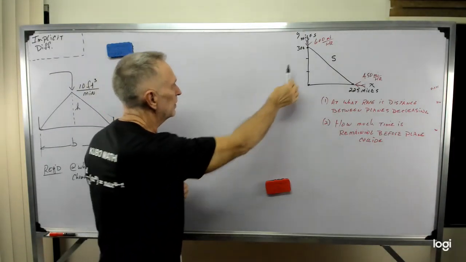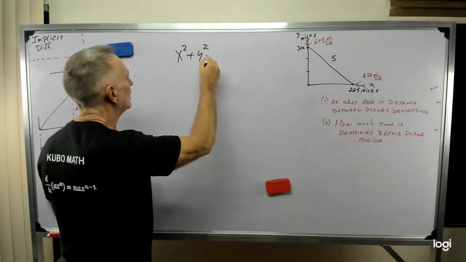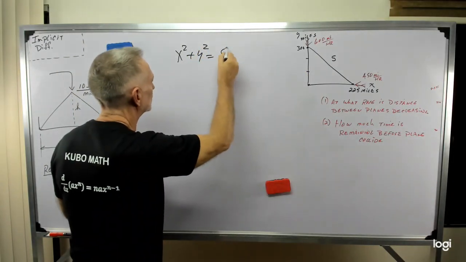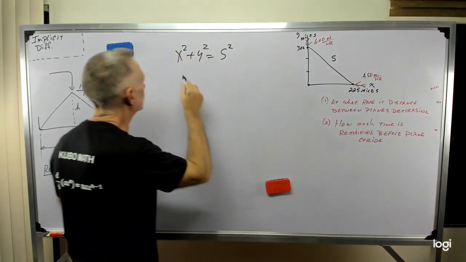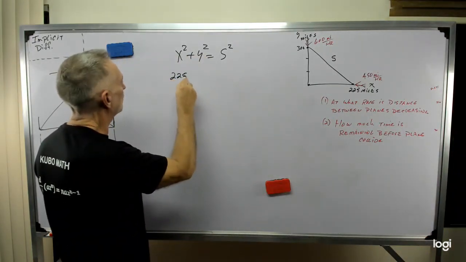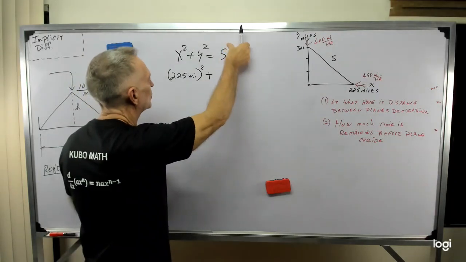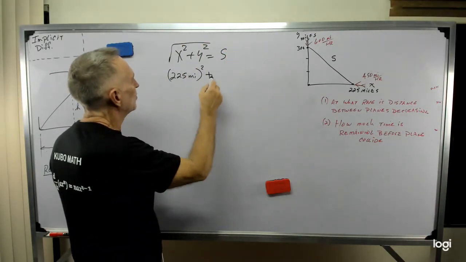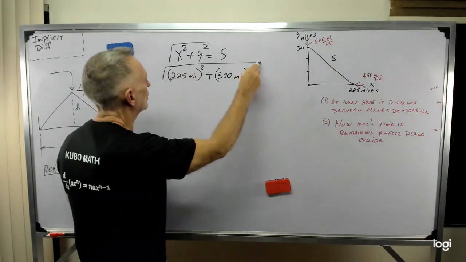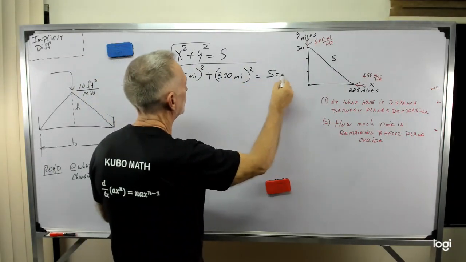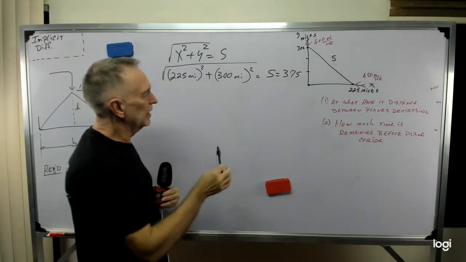We know if this is y and this is x, that x squared plus y squared equals s squared. And since this is 300 and this is 225, s equals the square root of 225 miles squared plus 300 miles squared. The square root of that tells me that s equals 375. So nothing complicated about that.